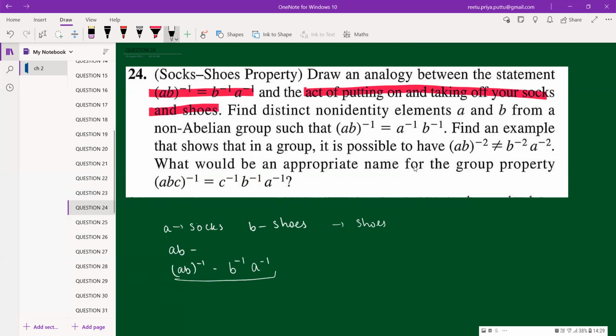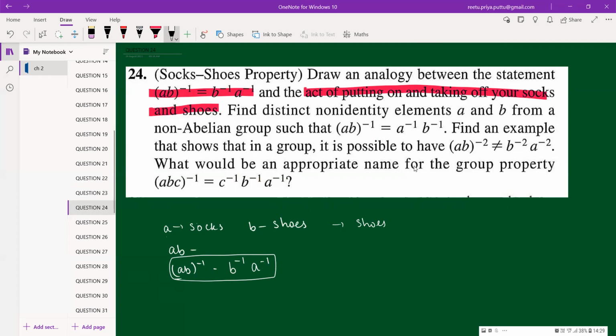So this is the analogy that it was asking. You wear socks and shoes, and while inverting the process, meaning while taking off the socks and shoes, you first of all take off your shoes and then take off your socks. So this is what it ultimately does.